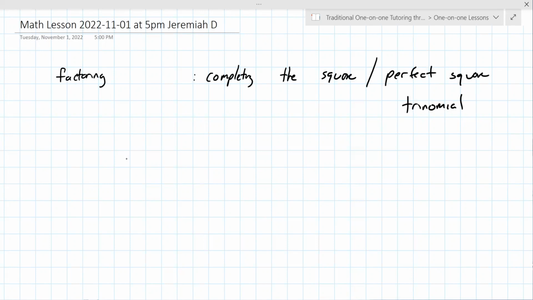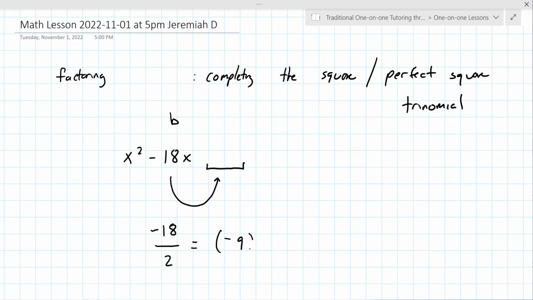Okay, so let's look at this problem here. Let's say I've got x squared minus 18x, and we need to fill in the number right here. Normally I give you the answer and you work backwards, but to figure out the number that goes here, there's a couple of things you have to do. The first is you have to take minus 18 and divide it by 2. So you always cut this number in half. Sometimes it's referred to as b. That's minus 9, and then you square the whole thing. So that's minus 9 squared, which becomes positive 81.